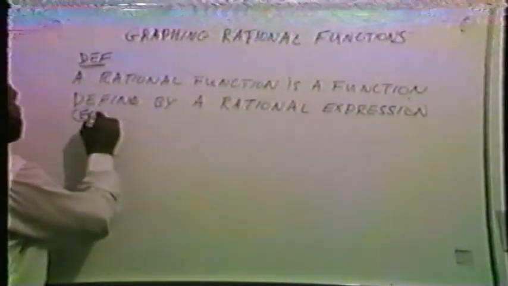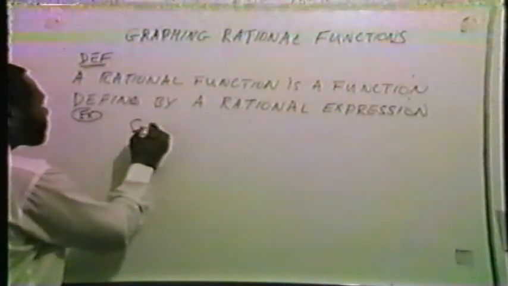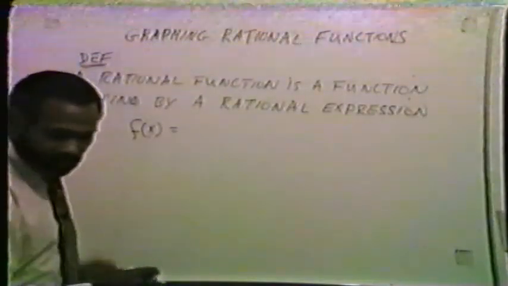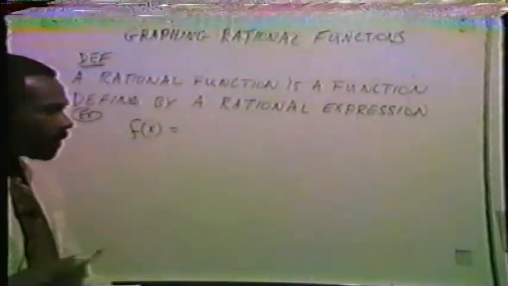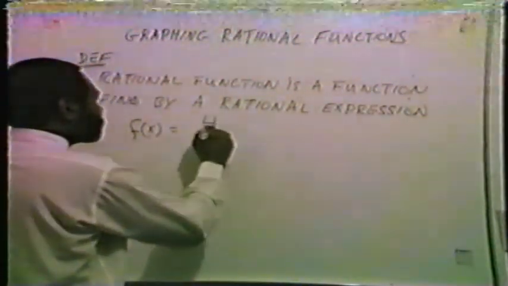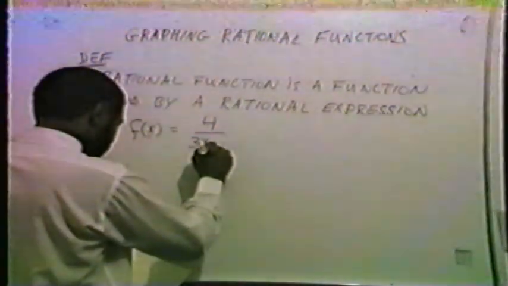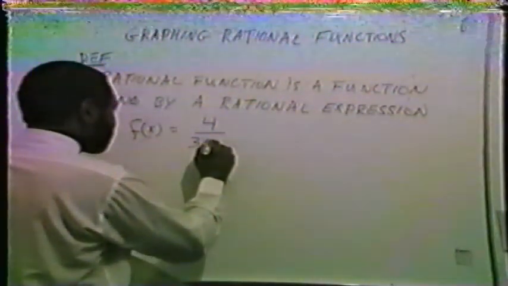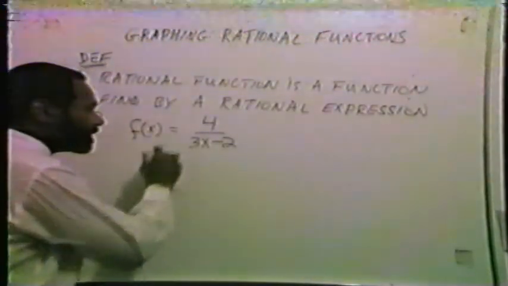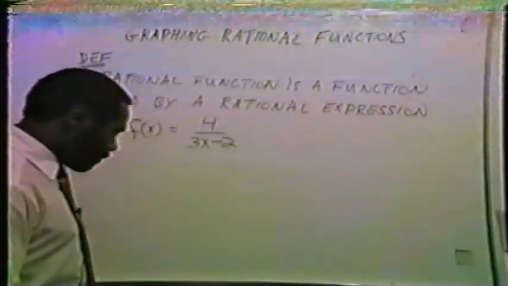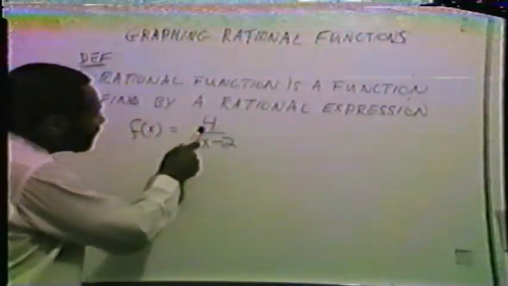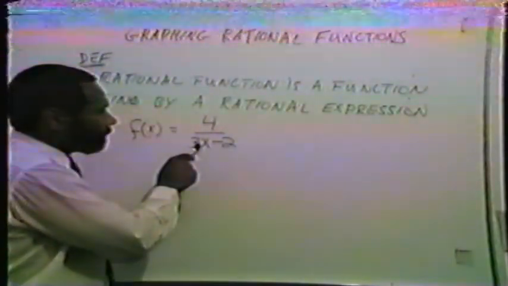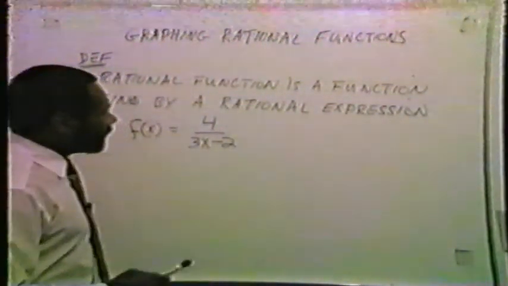For example, f of x equals 4 over 3x minus 2. This is an example of a rational function because, as you can see here, we have a rational expression, or what we consider an algebraic fraction.